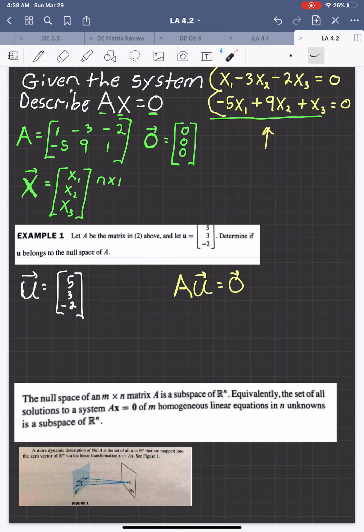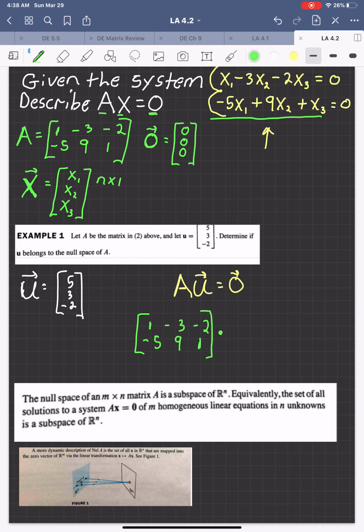So a much better way of doing this is just saying, okay, if I take matrix A, that coefficient matrix, and multiply it by this vector U, will I get 0? Because that will answer the question as to whether it is in the null space. All right, let's go ahead and do that. So I would have matrix A, which is 1, negative 3, negative 2, negative 5, 9, 1. And I would want to multiply that by vector U, which is 5, 3, negative 2.